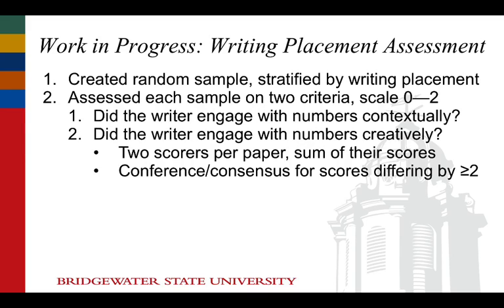And then I assessed each of the samples on a two-dimensional set of criteria. One dimension is, did the writer engage with numbers contextually? So did they actually take the numbers and discuss what those numbers actually meant? And then second, did they engage with numbers creatively? So did they maybe make a calculation and bring some new numbers into the recommendation?